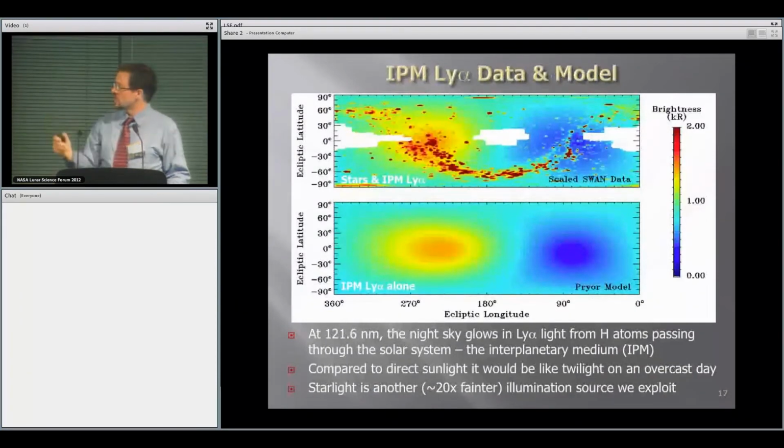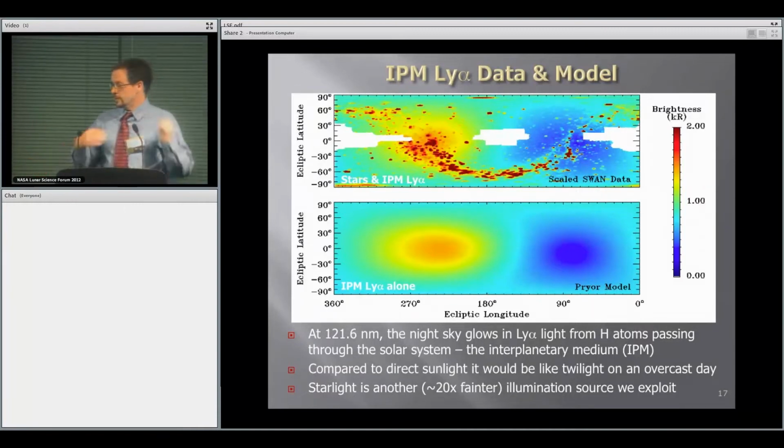Okay, so here's a depiction of the sky at the Lyman alpha wavelength. This is obtained with the SWAN instrument on the SOHO spacecraft right now. And at Lyman alpha, you see these diffuse emissions in orange and blue, and this is spread across the sky. The red dots here are UV bright stars that also show up.